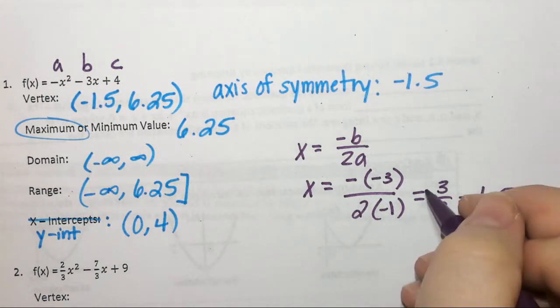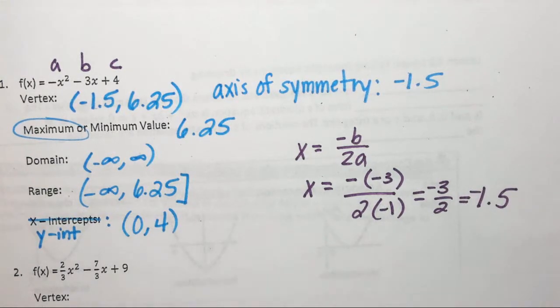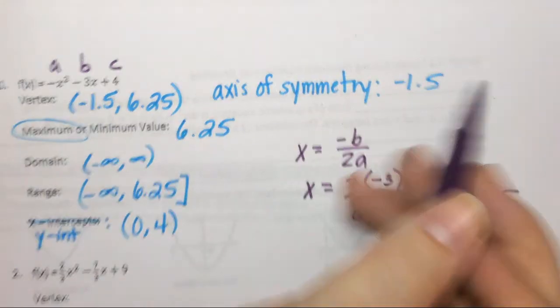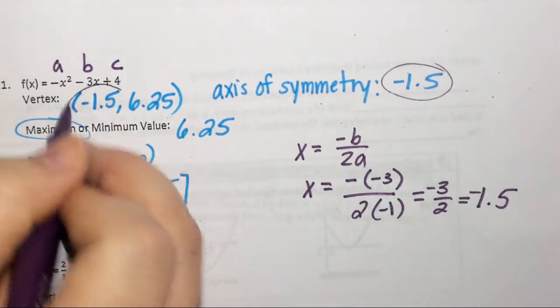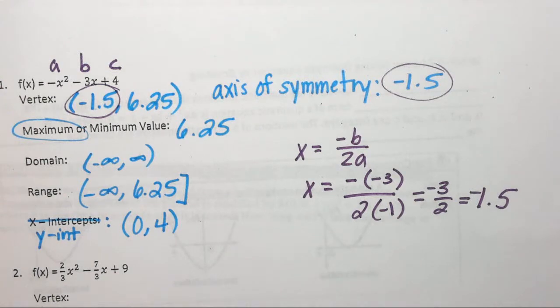Oh, I did that wrong. It's a negative 3 over 2, which is negative 1.5. Miss Compton can do math today. So Miss Brister doesn't actually use her calculator to figure out that axis of symmetry, and then she already knows the x-coordinate of the vertex.